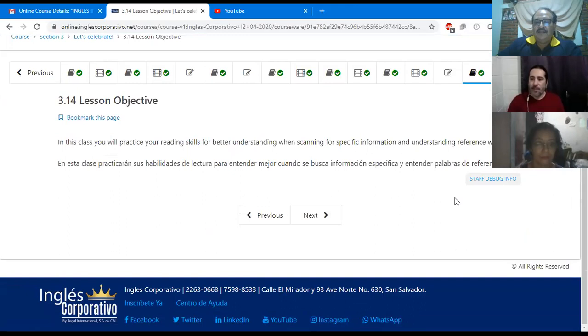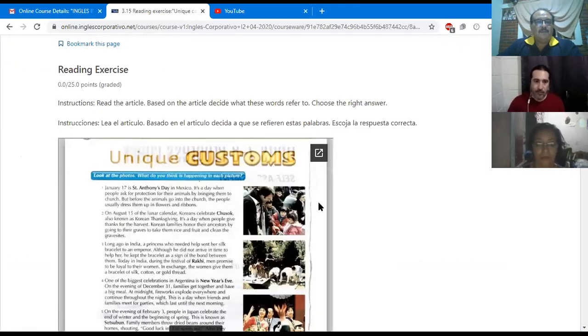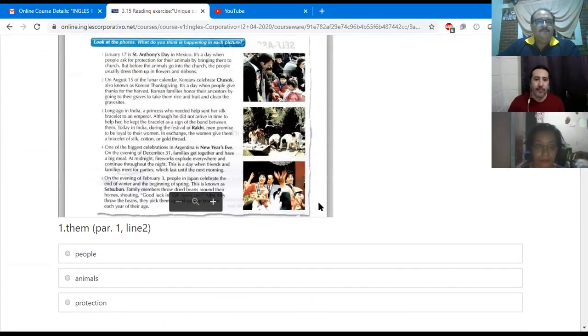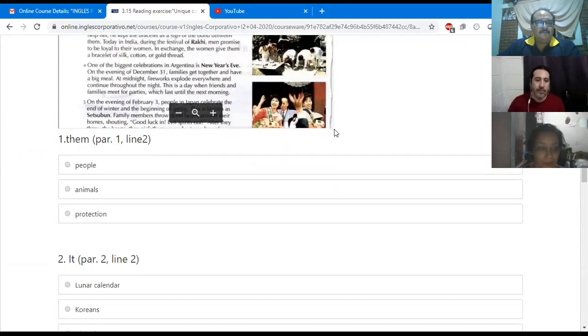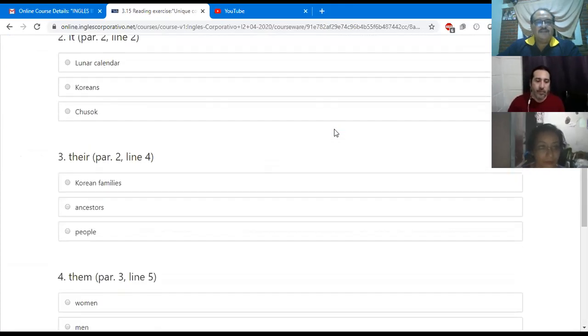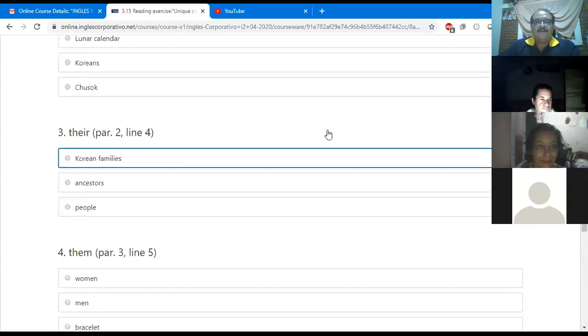Now, the last one I think is a reading. In this class, you will practice your reading skill for better understanding when scanning. Remember what I told you about scanning the other day, when we look for some specific information, and understanding reference words. Have you done this exercise? Not yet.